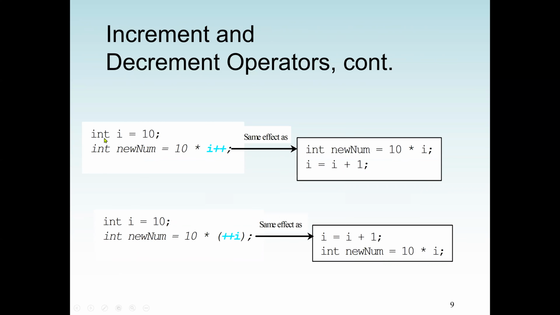So this is an example. Here we have int i = 10. And next we say int newNum = 10 * i++. So this means again it is post-increment. We get 10 times i first before we increment i. So let's say if i is 1, then we get 10 times 1, which is 10, then i is 2. Because this is post-increment, multiply 10 times i before you increment i by 1. But with pre-increment, we increment i first before we multiply by 10. So again, that's the difference between post and pre-increment and decrement.